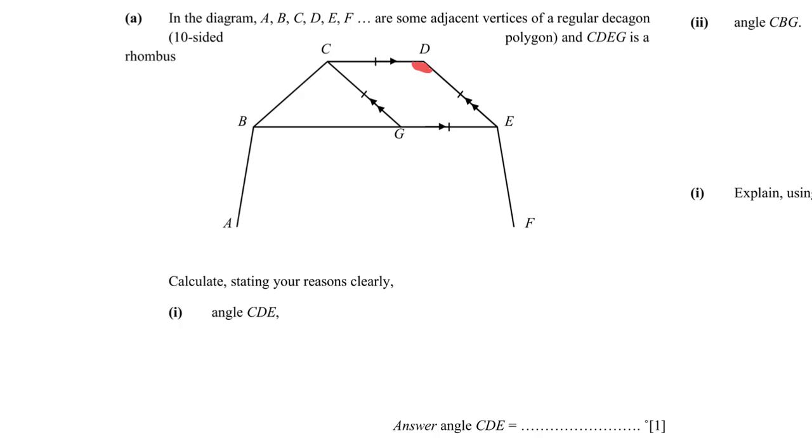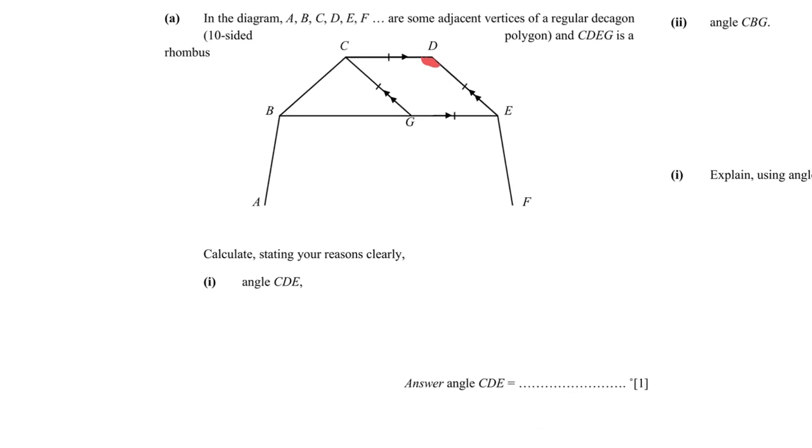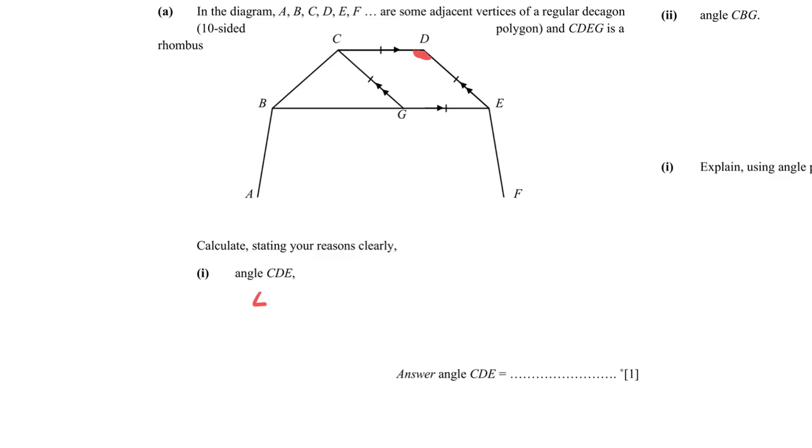So I just need to have the angle CDE will be equals to n minus 2, in this case 10-sided figure, times 180 degrees, and this one divide by 10 because there are 10 interior angles, and this will give me a value of 144 degrees.